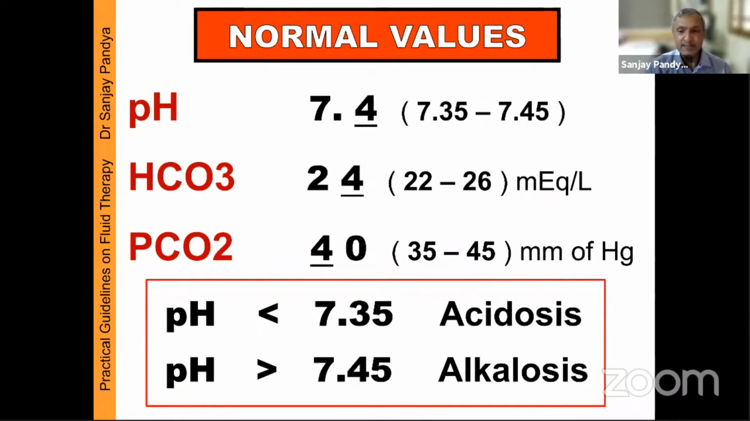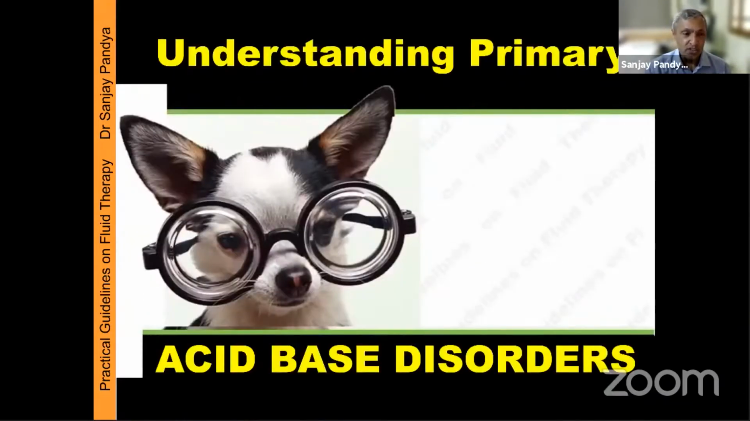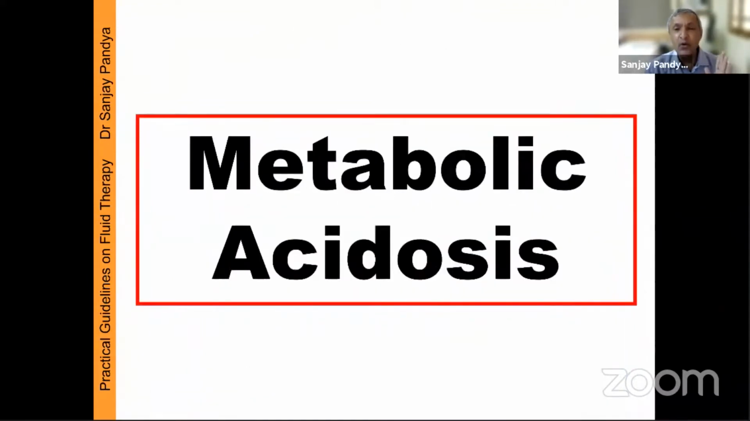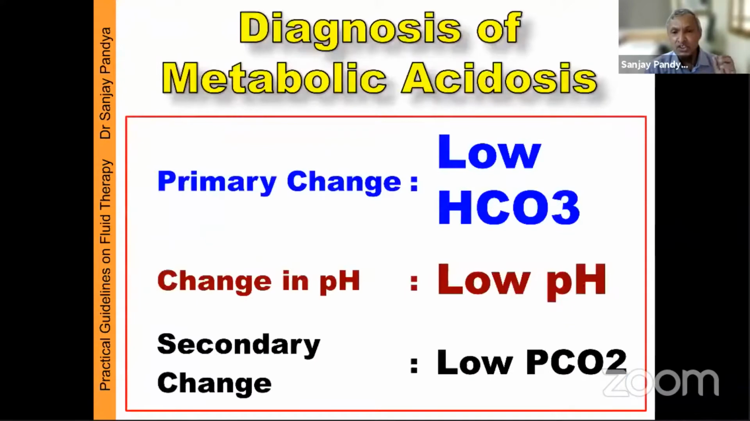When pH is less than 7.35, it is acidosis, and when pH is greater than 7.45, then it is alkalosis. Now the question arises: what are the primary disorders? Because metabolic acidosis is one of them. A primary change in bicarbonate leads to metabolic acidosis and metabolic alkalosis. A primary change in PCO2 leads to respiratory acidosis and respiratory alkalosis. But today we are going to talk only about metabolic acidosis, where the primary change is low bicarbonate, which gives rise to low pH, and the secondary change will be in PCO2.